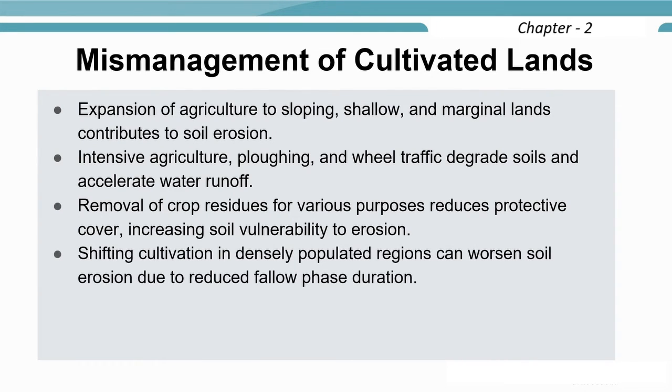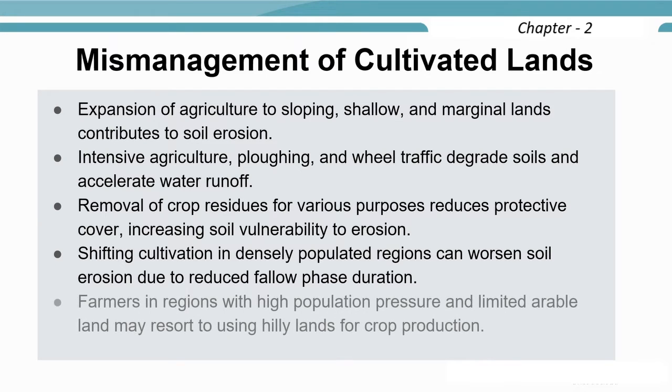Shifting cultivation, in densely populated areas, can worsen soil erosion due to reduced fallow phase duration. Farmers in regions with high population pressure and limited arable land may resort to using hilly lands for crop production. So these are some of the points which are responsible for mismanagement of cultivated lands.